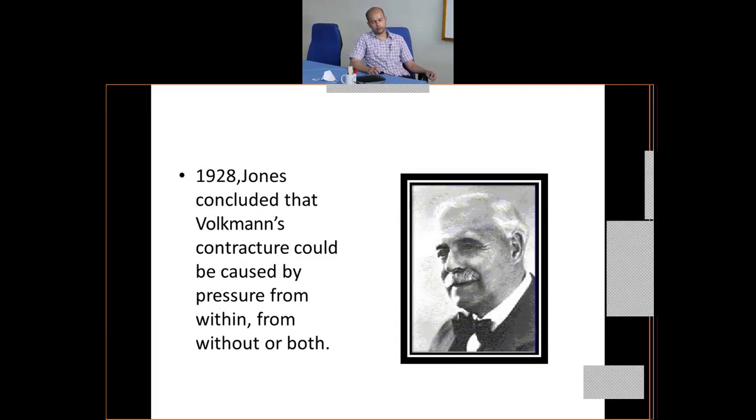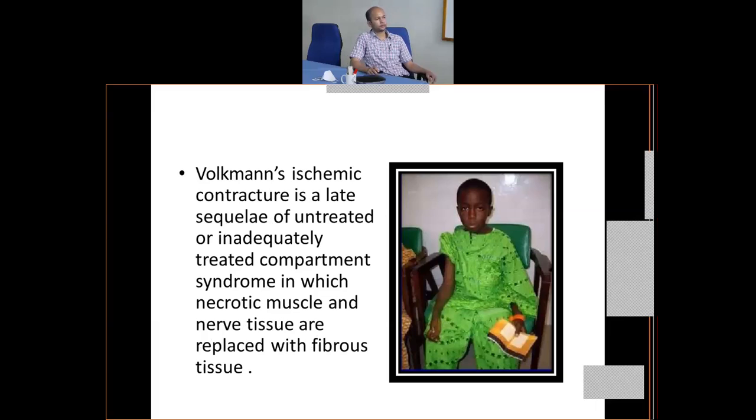Now, this is a good point. Volkmann said the ischemic contracture could be caused by pressure from within or from without or both. Volkmann's ischemic contracture is a late sequela of untreated or inadequately treated compartment syndrome in which necrotic muscle and nerve tissue are replaced with fibrous tissue. This I have already told you: ischemia is followed by necrosis, followed by an inflammatory response, increase in the compartment pressure, and left untreated, Volkmann's ischemic contracture. I'm repeating the same thing.